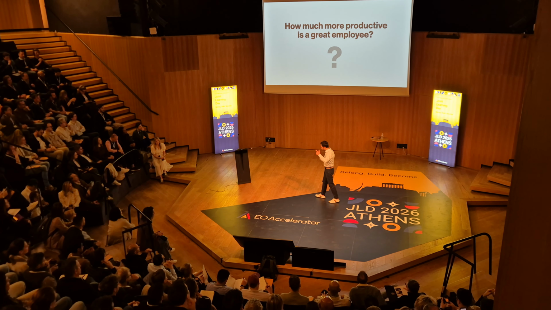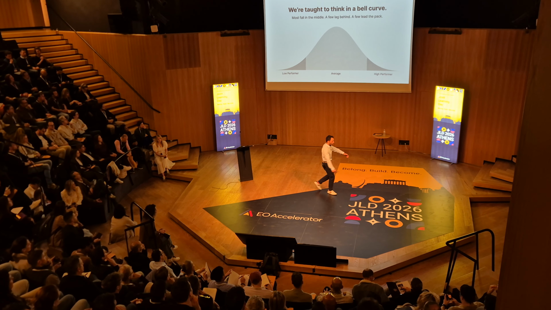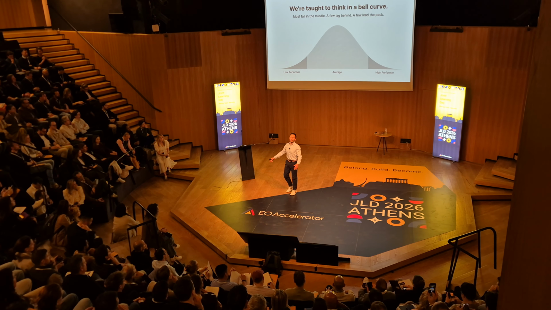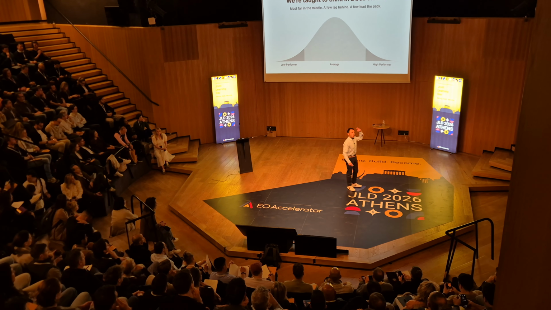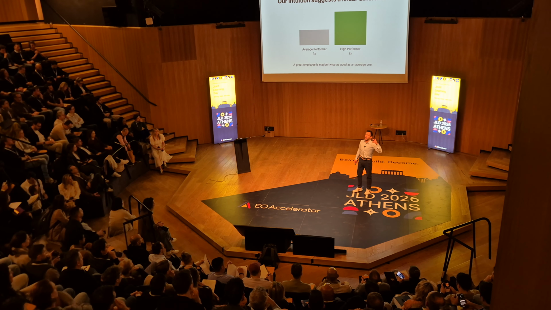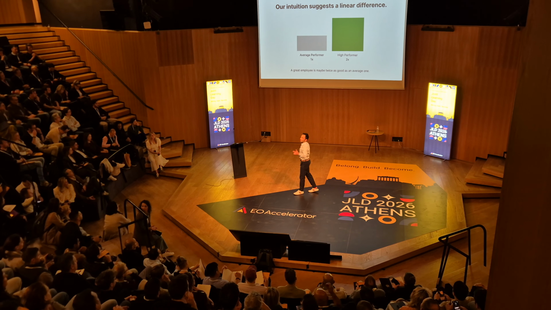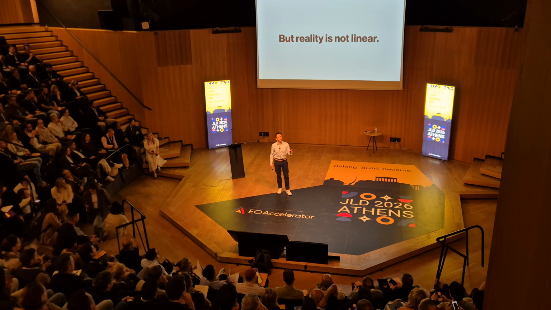The way that we think of most statistical distributions is usually in a bell curve. We tend to think that we've probably got some low performers, some high performers, and then most people are in the middle. Most people we would just call average. Our intuition might suggest that an A-Player is twice as productive as an average performer. But reality is not linear.